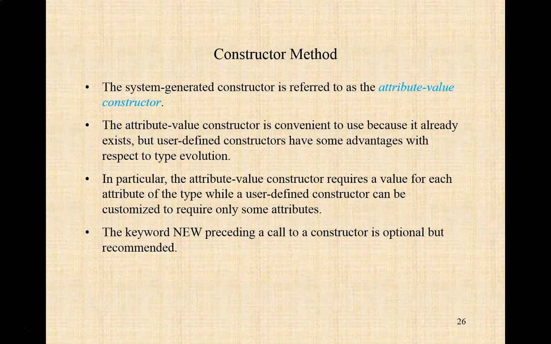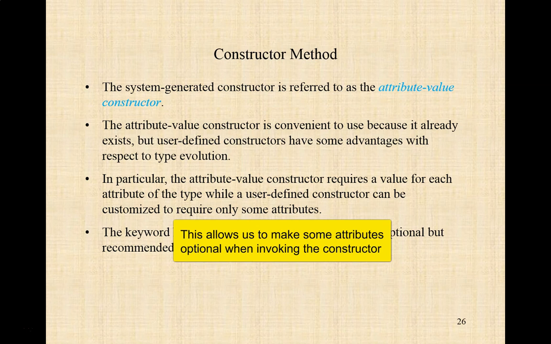So the attribute value constructor is convenient to use because it already exists. But user-defined constructors have some advantages with respect to things such as type evolution. In particular, the attribute value constructor requires a value for each attribute of the type, while a user-defined constructor can be customized to require only some attributes. We'll discuss this point and provide an example later in this presentation.